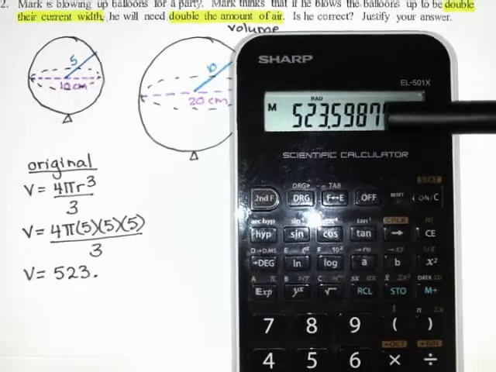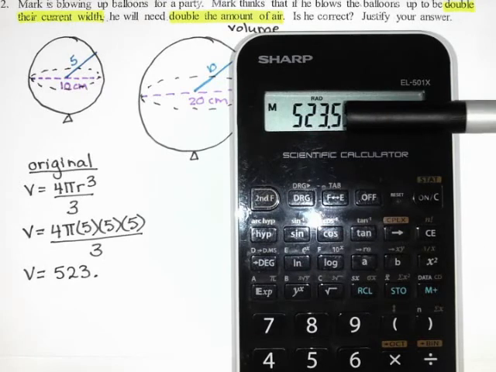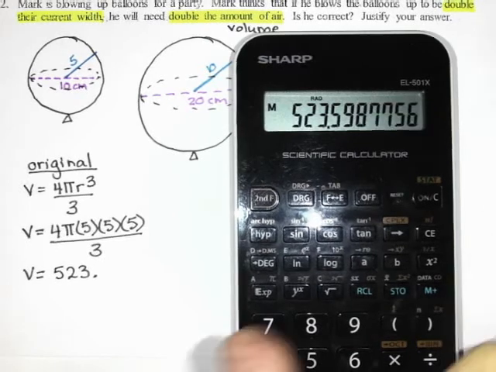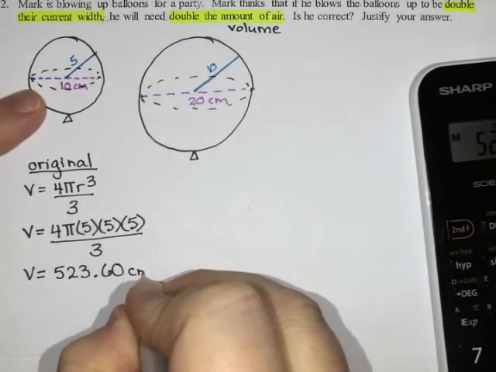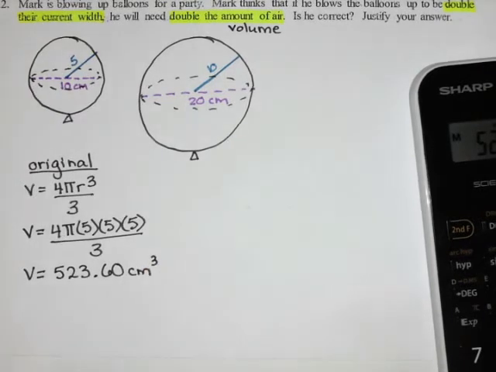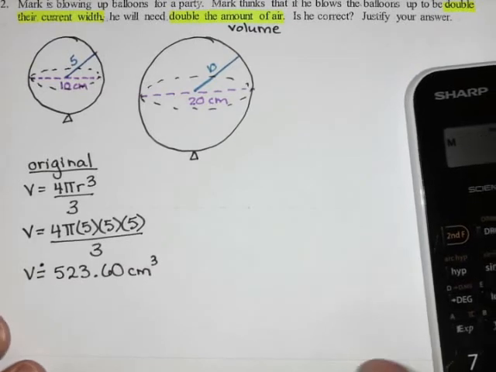point, now that's 5, 9. The next number is an 8, so that 8 is going to push that 9 up to a 10, which is going to push that 5 up to a 6. So it's going to be 523.60, and that is centimeters cubed because it's volume. And I rounded, so I'm going to put the dot. Okay, let's try the next one.